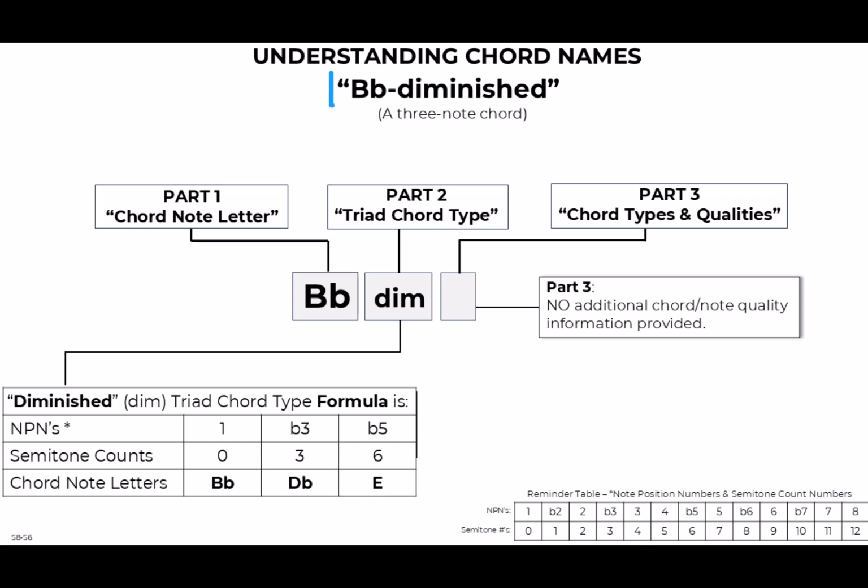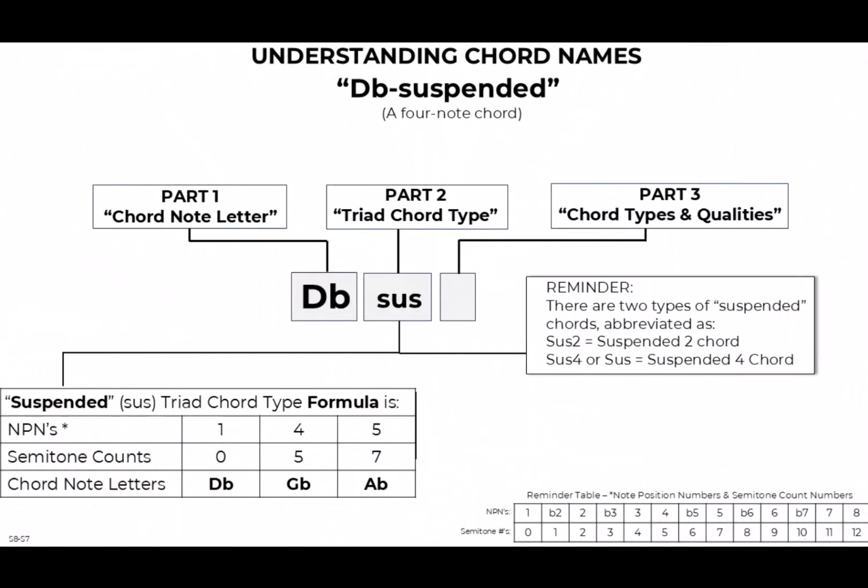Thus, a B-flat diminished chord is played with the notes B-flat, D-flat, and E, no matter what octave I want to play them in. No exceptions, and they never change. It's that simple, and I hope that you are now getting the feel of how easy chords can be formed both accurately and efficiently, especially using semitone count numbers. Let's look at one more Group 1 triad chord type before moving on to 4-note chords.